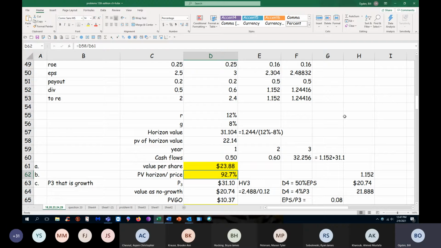Okay, so you have to be very careful in choosing horizon value if it's going to be that close to today. If it's only 3 years out, it'll have a dominating effect on the price you get.